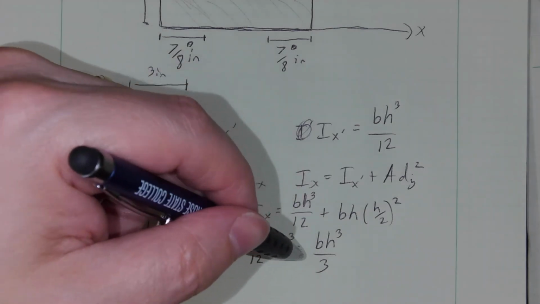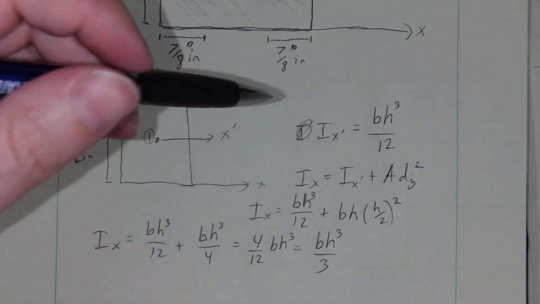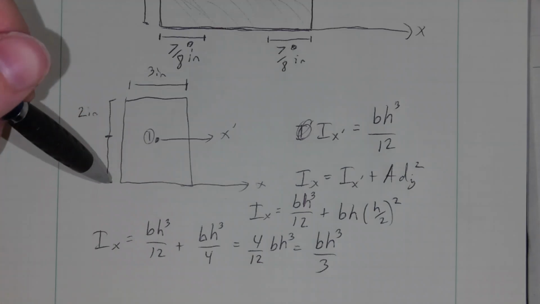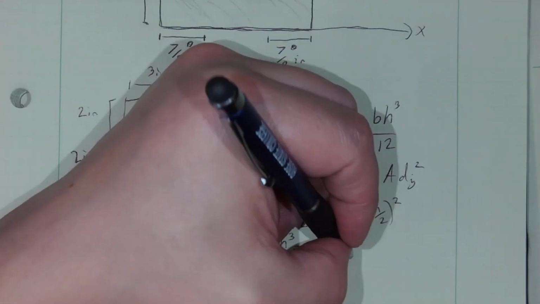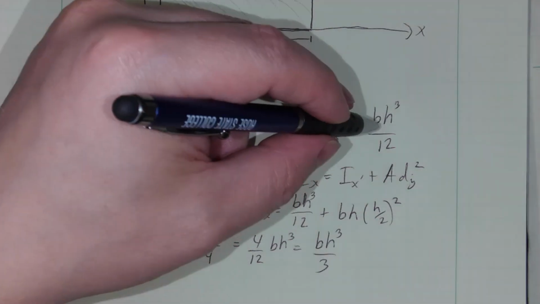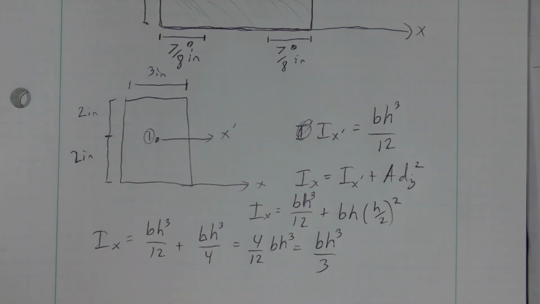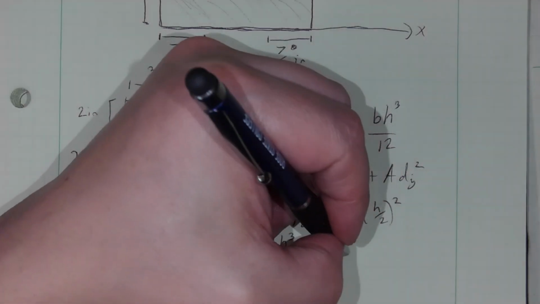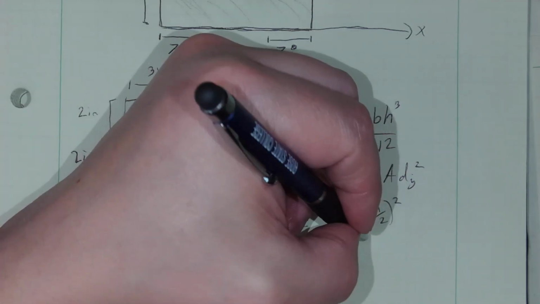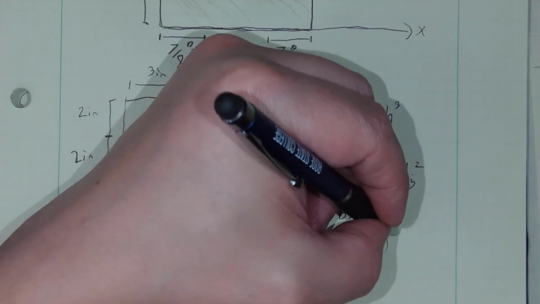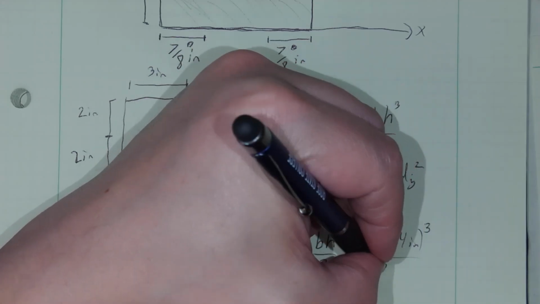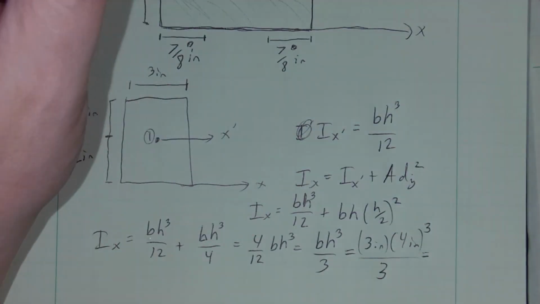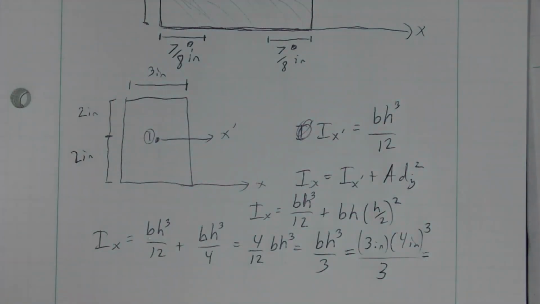You're also welcome, I've already done the algebra for you. Anytime I've got a rectangle and I want to know the moment of inertia about its bottom edge axis, it's going to be bh cubed over 3, instead of bh cubed over 12 for its centroidal axis. So we just plug in now, right? The base, 3 inches, the height, 4 inches. That's going to get cubed, divided by 3. I don't know what that is. I'm going to pause. Let's find out.